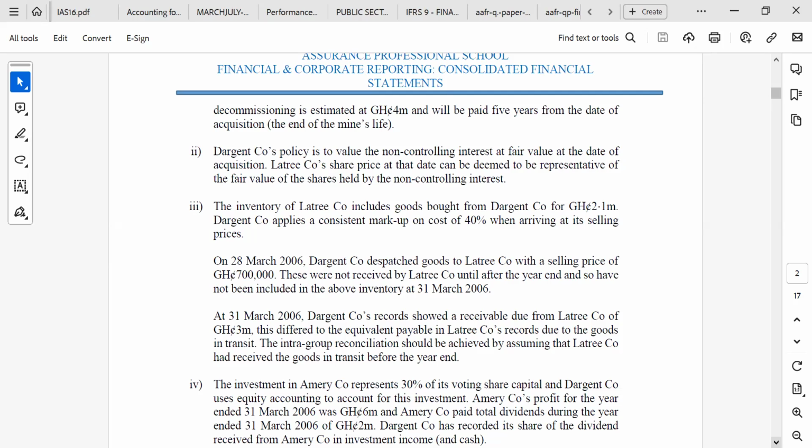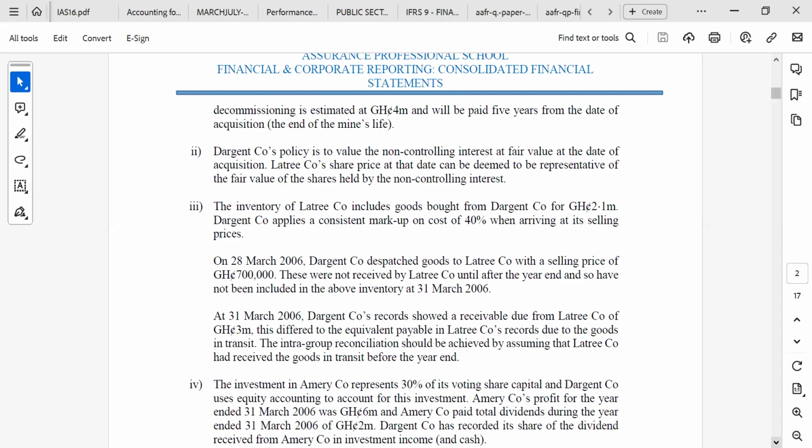All right, thank you. So we are having two issues here. One of them is that the goods have actually been sold to Latrico, and the other is that some goods have been dispatched but are yet to be received. So we are going to be looking at it one by one. Who is selling? Who is the seller here? The parent. Okay, it is the parent.